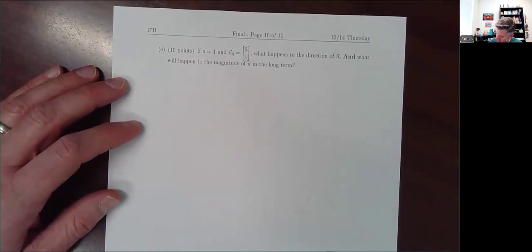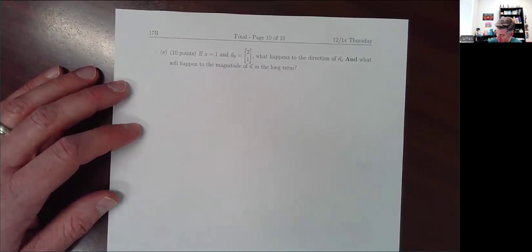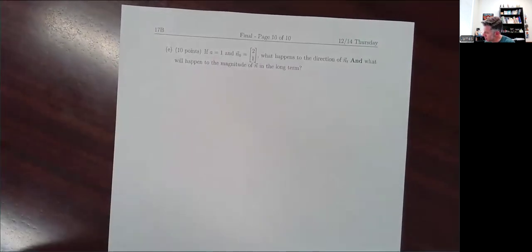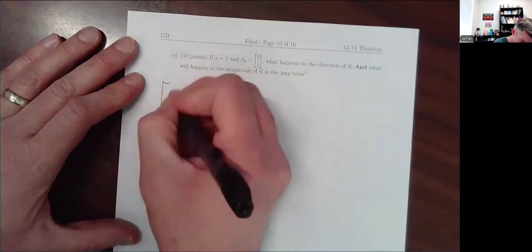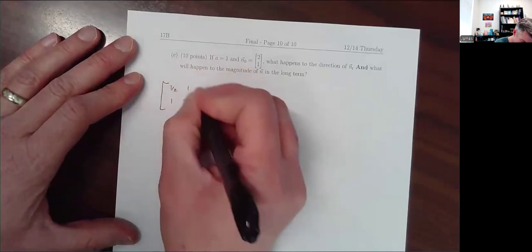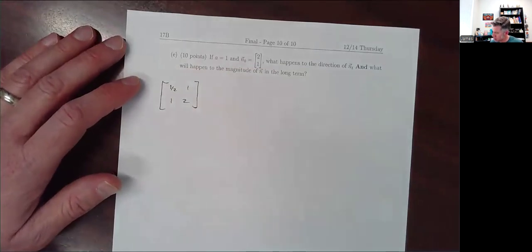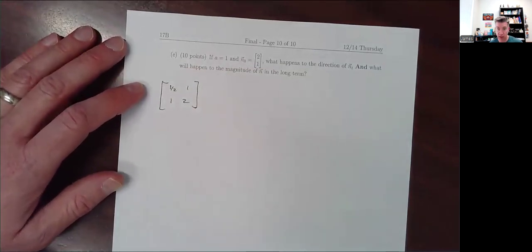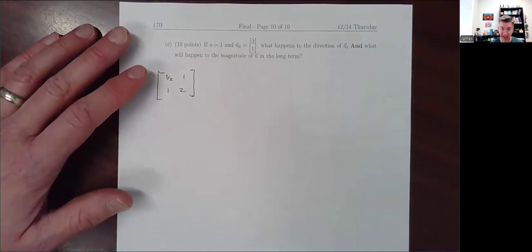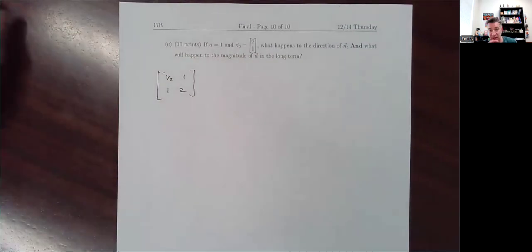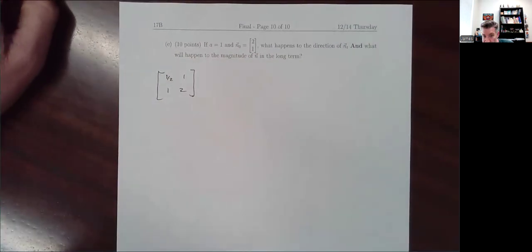So now it's the matrix. I might not be able to finish this right now because I'm going to take a minute. The matrix, where'd you go? Other page. Did I go backwards? Sorry. If A is the matrix 1/2, 1, 1, 2, instead of 1/2, 1, 0. So let me double check here. Yeah. What happens to the direction of N_t and what will happen to the magnitude of N in the long term?